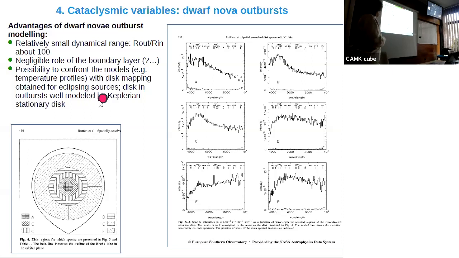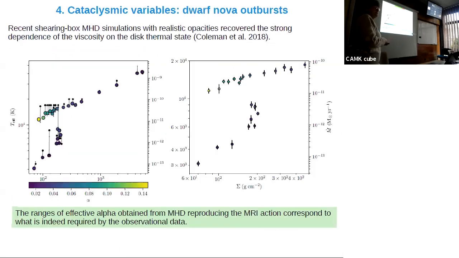And additionally, you cannot fully resolve those disks, like in the case of pre-main sequence stars. But in eclipsing sources, you can do some kind of mapping. You formally divide the disk into several parts. Then during the eclipse, those parts are visible with a certain weight, which is calculated from geometry. And then you observe spectra at various stages, you can deconvolve everything, and you can do this mapping. This is also how it was shown that during the outburst, the temperature in the disk is consistent with standard stationary Keplerian motion. I think I showed this plot during the previous lecture, so I will not repeat it.